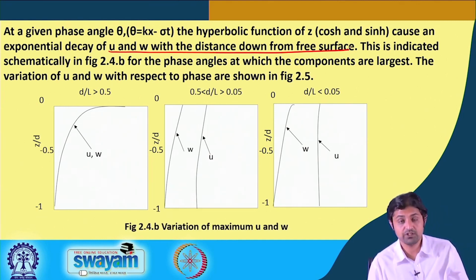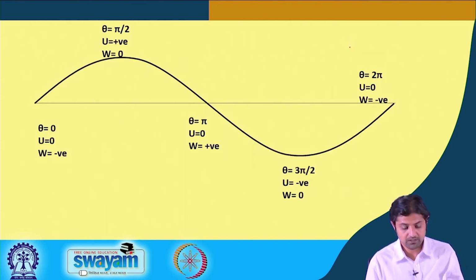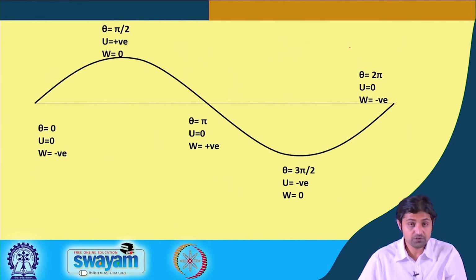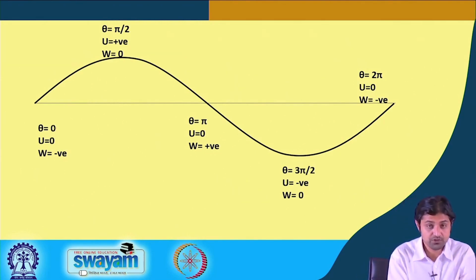Variation of maximum u and w: if we take a fixed phase angle, whatever that is does not really matter, because it will be the same for different z. The periodic term will be the same, because cos theta or sin theta will remain the same. So, here the phase angle is assumed to be 0, theta is equal to 0, u is equal to 0 and w is negative.